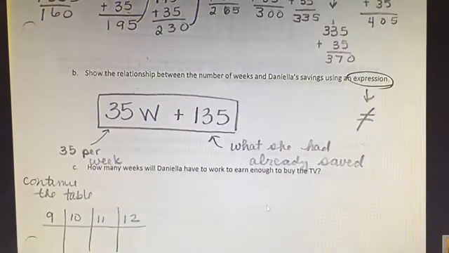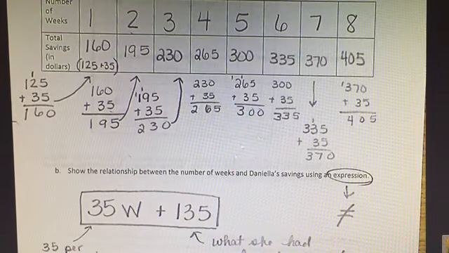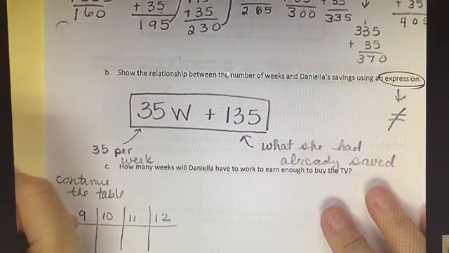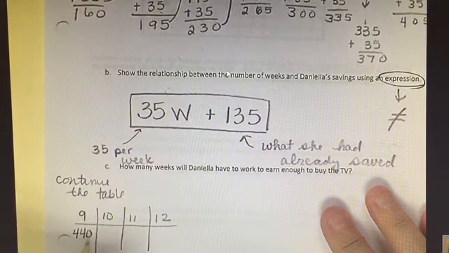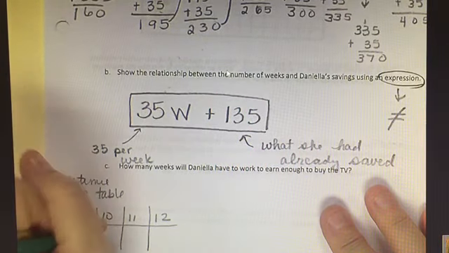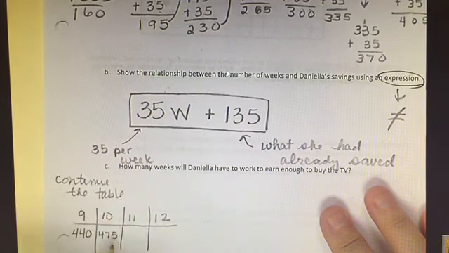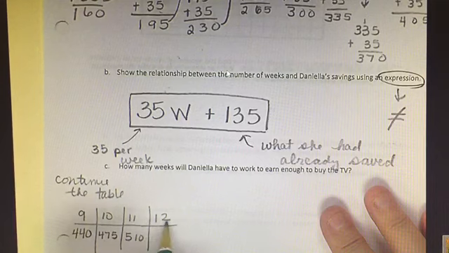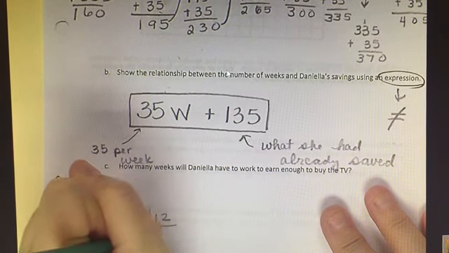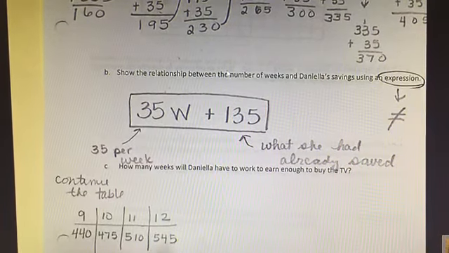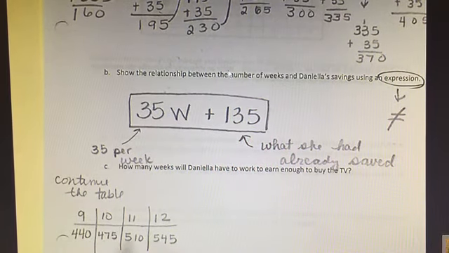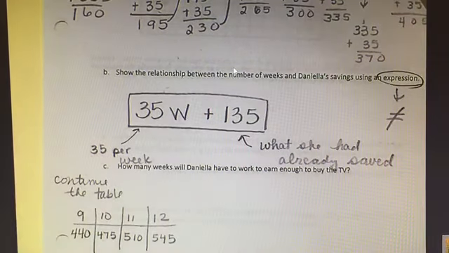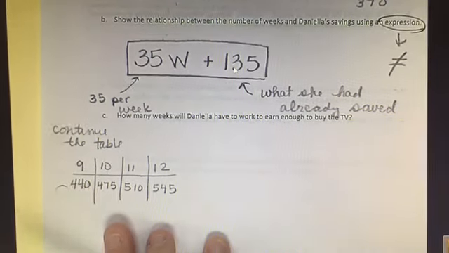So at the end for week 8, we are at $405. So we're going to add 35 to that, which gives us 440. Then we worked another week, and so we can add another 35, which is 475. Then we worked another week, so we add 35, which is 510. And then we worked another week, so we add 35, which is 545. At week 11, we only have $510, which is not enough for us to buy the TV. Almost enough, but not enough.